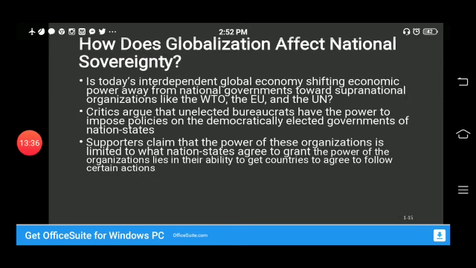A third concern raised by the critics of globalization is that economic power is shifting away from the national government and towards supranational organizations like the WTO and the European Union. However, globalization supporters argue that the power of these organizations is limited to what they are granted by the members. They also point out that the organizations are designed to promote the collective interest of members and won't gain support for policies that don't achieve this goal.